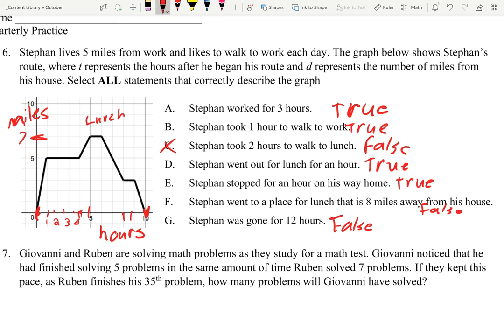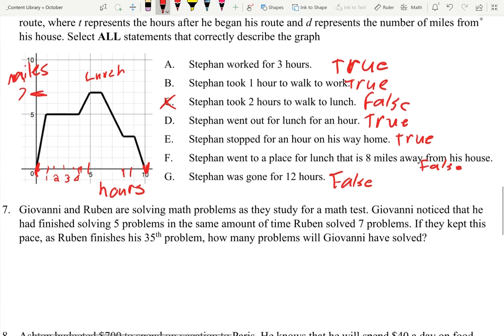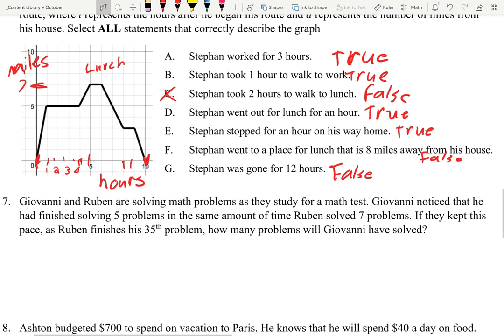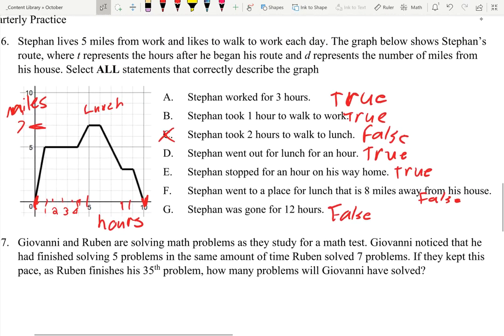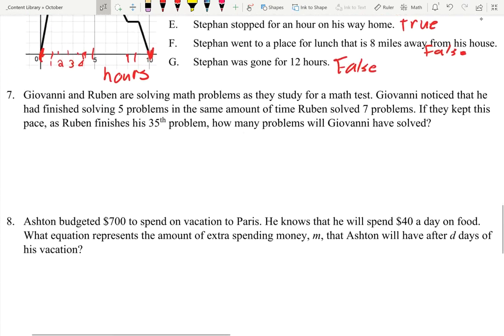But that's how you read that graph. I hope that helps you interpret it a little bit better. It certainly can be challenging, but I think once you get it, you really get it, and it sinks in. So if you still have questions about that, just let me know. I'll be happy to explain it to you in class.